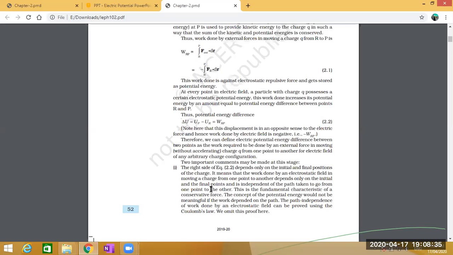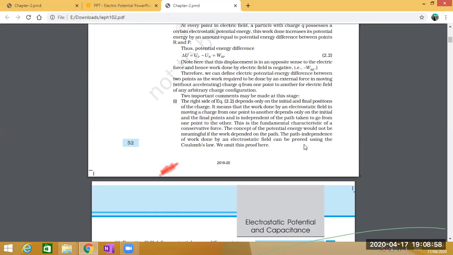This is the fundamental characteristic of a conservative force. That's why we can say that electric force is a conservative force, because potential is always associated with a conservative field. Gravitational field was conservative, so potential was conservative. Now electric field is also conservative. And similarly, magnetic field is conservative.